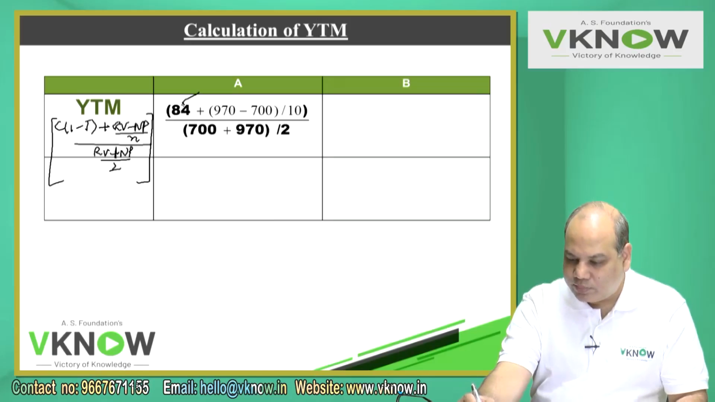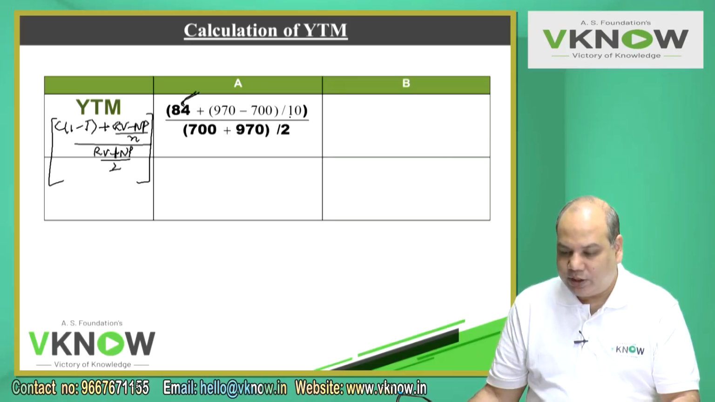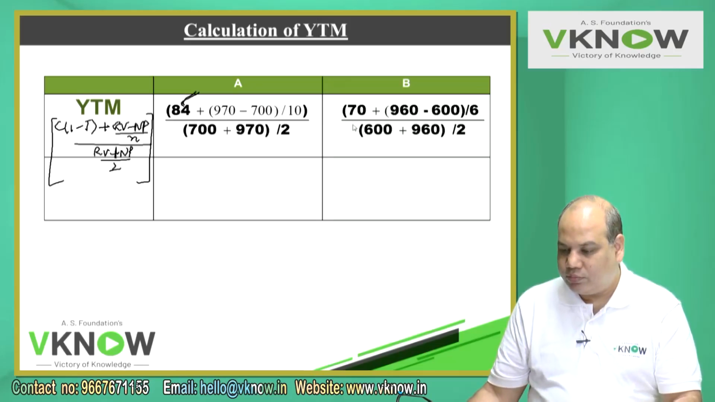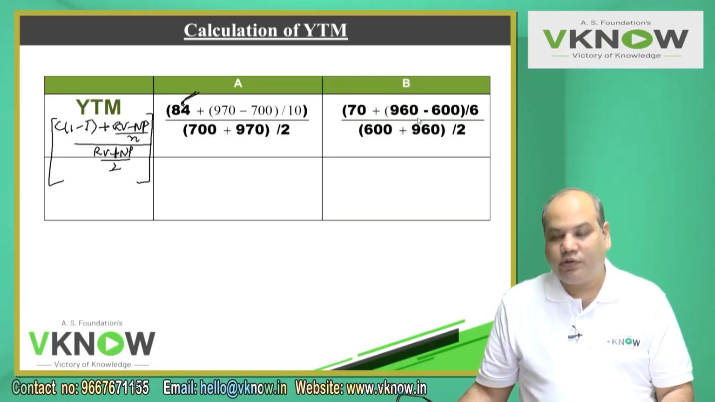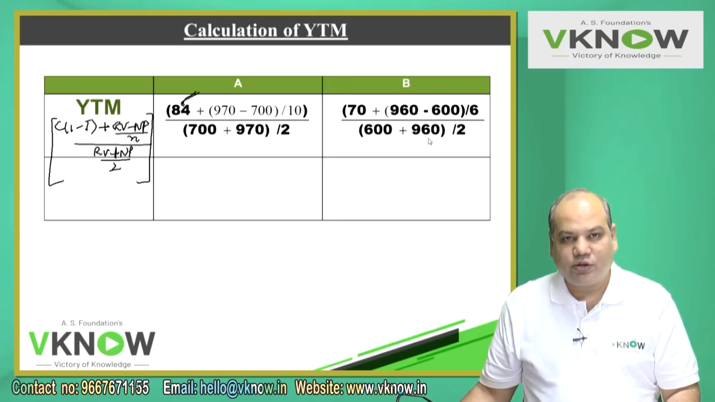And now you see we have already done some basic calculation. Coupon less tax 84 for bond A plus 970 redemption value minus 700 current market price divided by 10 years upon 700 plus 970 divided by 2. So write this, solve it on your own. Solving part you will do on your own. Come to bond B. Bond B interest net of tax is 70 plus (960 minus 600) upon 6, and the whole upon (600 plus 960) upon 2.